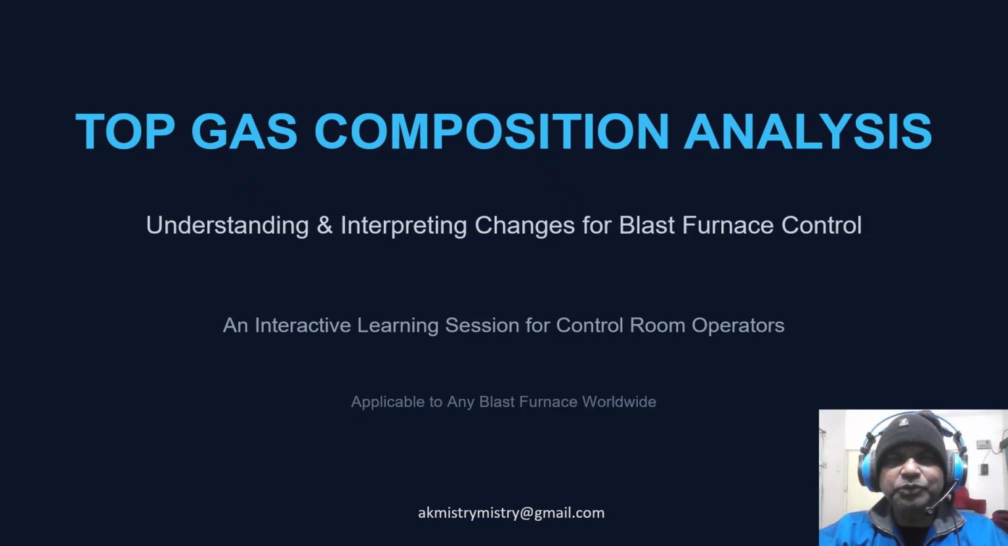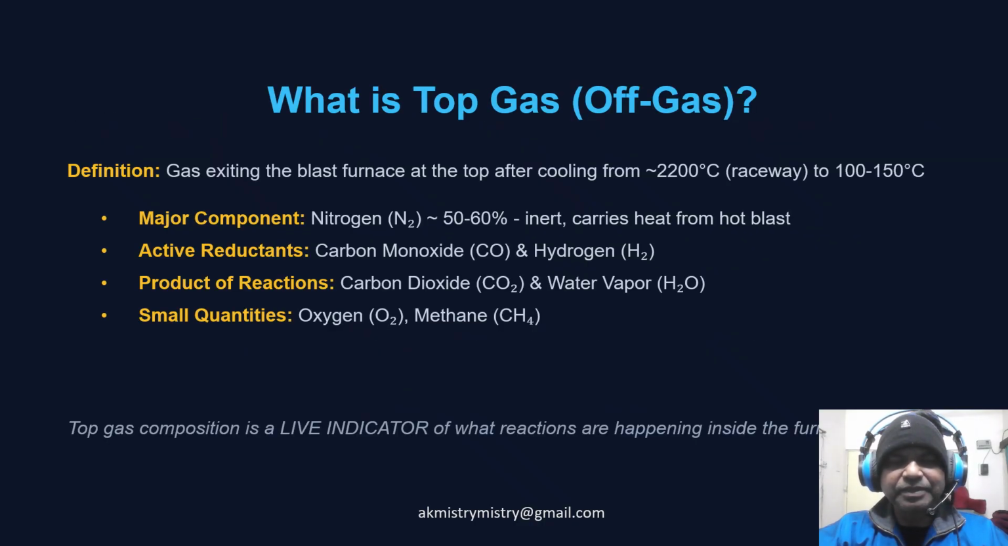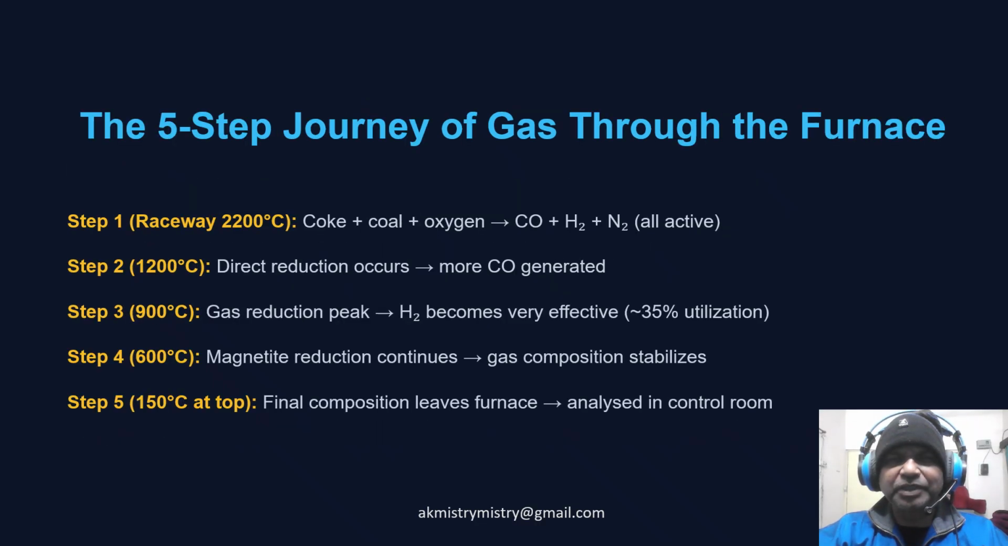So, coming to our journey of the gases, as we have just earlier discussed about the compositional variance. Now coming to our slide number 3, which follows a 5-step journey of gas through the furnace. In the raceway at about 2200 Celsius, coke is there, and PCI coal is also injected along with the oxygen, reacting to form carbon monoxide and hydrogen and nitrogen, and all of these are initially active gases.